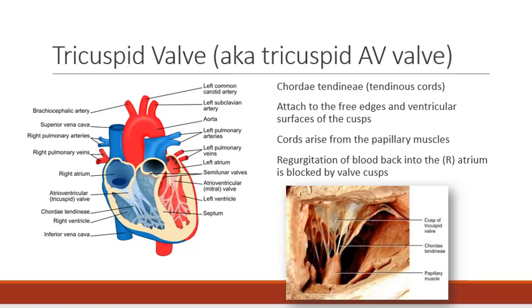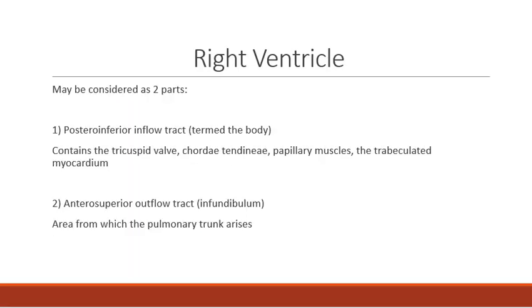The papillary muscles begin to contract before contraction of the ventricle, tightening the tendinous cords, thus drawing the cusps together. The right ventricle may be considered as two parts. The posterior inferior inflow tract, termed the body, contains the tricuspid valve, chordae tendineae, the papillary muscles, and the trabeculated myocardium. The anterior-superior outflow tract, infundibulum is another term for it. This is the area which the pulmonary trunk arises from.